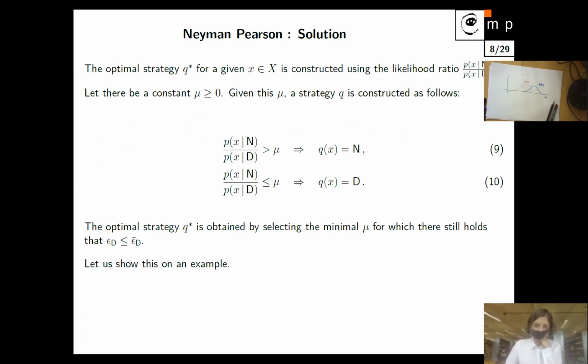So now the solution, and I will first define it as a result, and then we'll talk about how it came about. This result is called the Neyman-Pearson lemma. And it says the optimal strategy depends on the likelihood ratio. There is a constant mu, and given this mu, an optimal strategy. What is the optimal strategy?